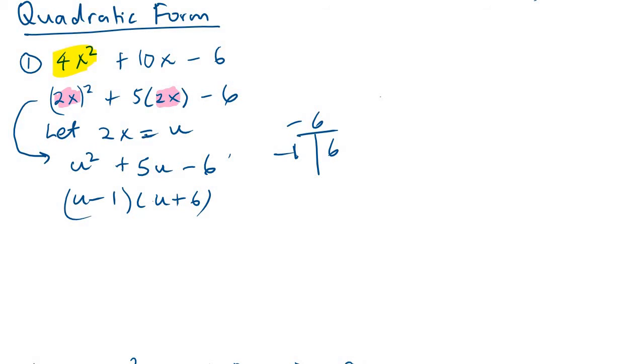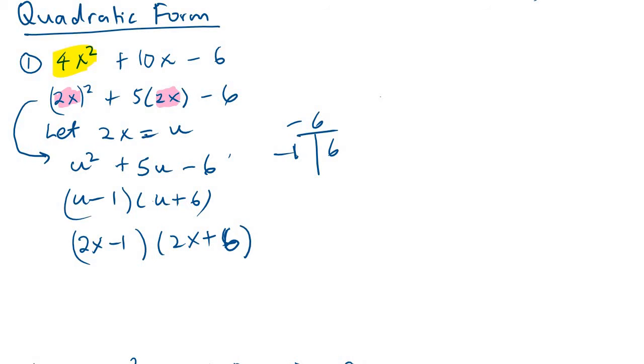We got it. Now, but we're not done because our original problem was not in terms of u, it was in terms of x. So we need to go back and replace that u with 2x. So everywhere we see u, we put 2x. So it will be 2x minus 1 and then 2x plus 6. I just went back and replaced the u with 2x.